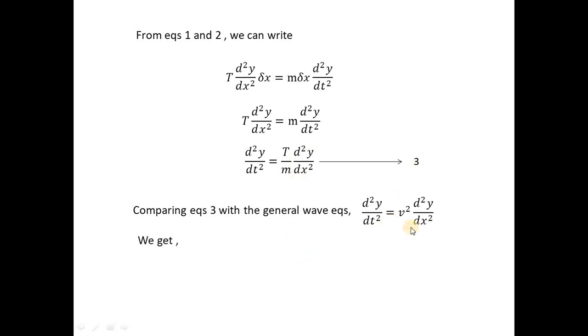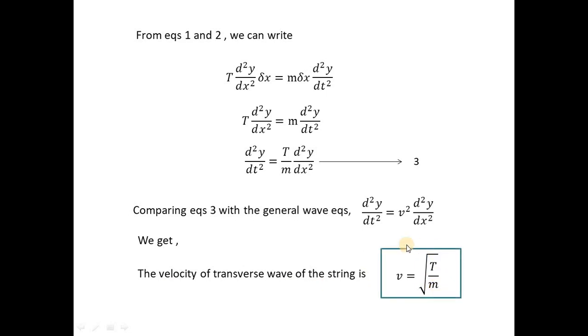Hence, comparing equation 3 with the general wave equation, we can write the velocity of the transverse wave of the string is v is equal to root over capital T by small m, that is tension force by mass per unit length. So this is our final expression for the velocity of the transverse wave of a stressed string.